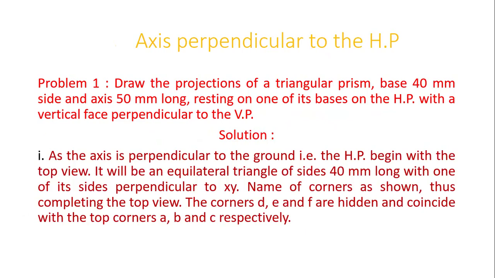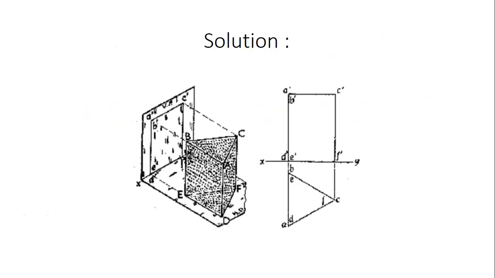Now let us see the solution. Based on the problem, it is understood that the axis is perpendicular to the horizontal plane, so we shall start drawing the top view first. In this case, the top view gives the true shape of the solid object. We draw the top view, and then from it we can construct the front view with the help of projection lines. When the observer views from the top, you can see the sides of the triangle ABC, and DEF are the invisible sides. So draw the top view by showing an equilateral triangle ABC. This is the final top view.